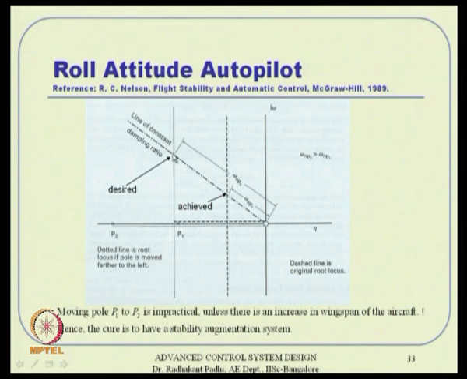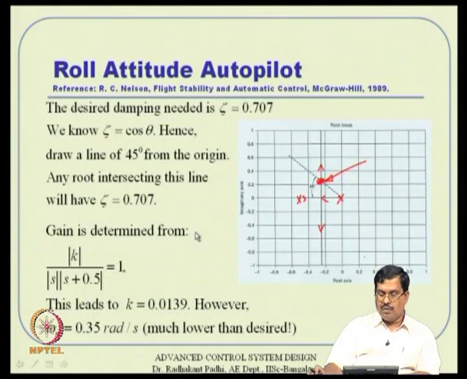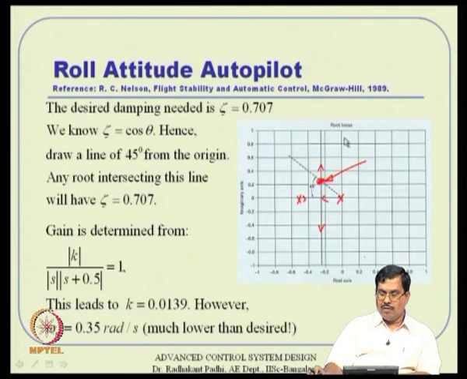Now, the problem is the root locus has to pass through that. If the root locus has to pass through that, then this pole location P 1, which was earlier at minus 0.5, has to be shifted to point P 2, somewhere further left of P 1. But this location of pole P 1 comes from the transfer function of the aircraft dynamics, which you do not have a direct hold on. If you really want to put the pole there, then the only way is to go back to the design stage and have a larger wingspan.